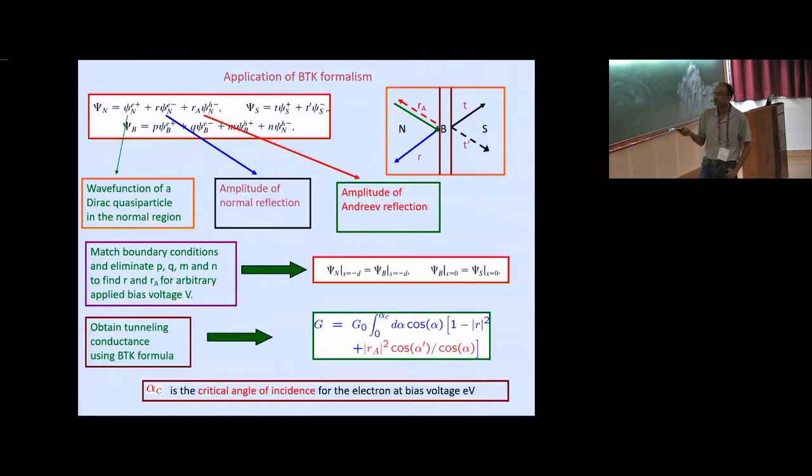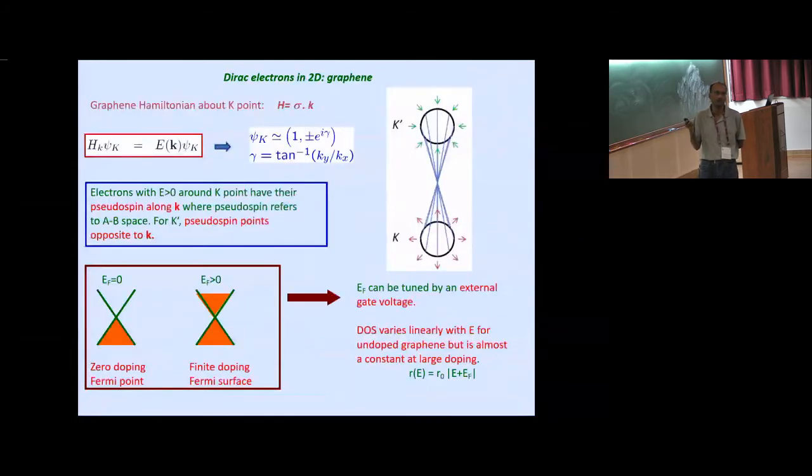Let me just tell you that the calculation that one does in this kind of system is done using a formulation that Blonder, Tinkham, and Klapwijk pointed out a long time back. The idea is that you let an electron or electron-like quasi-particle be incident on the barrier from the normal side, and then allow for both a reflection and an Andreev reflection, and then match wave functions and their derivatives at the barrier, and obtain R and R_A, and then calculate tunneling conductance by this so-called BTK formula. Okay, so that's the standard thing. That's what we do normally.